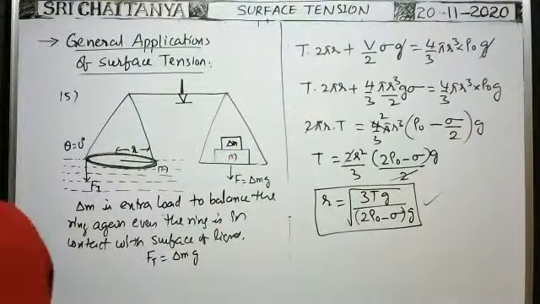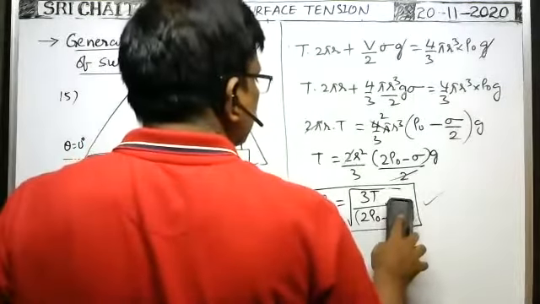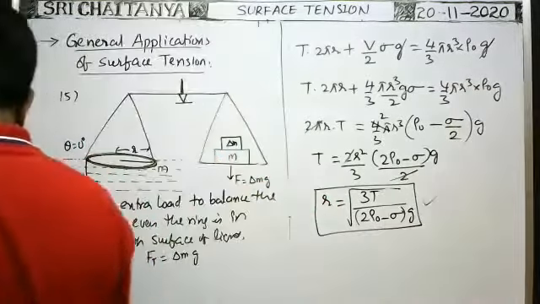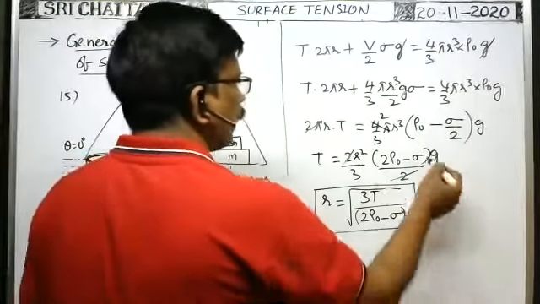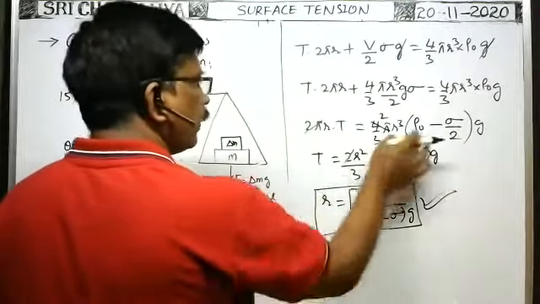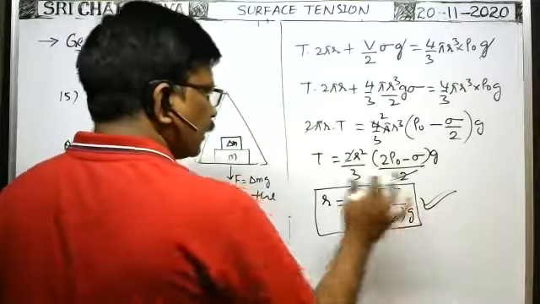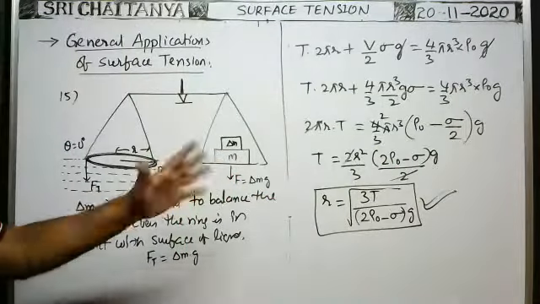G is in the denominator. Right, now this is correct, because r square is equal to 3T by 2 rho naught minus sigma into z. Okay, R is equal to something.